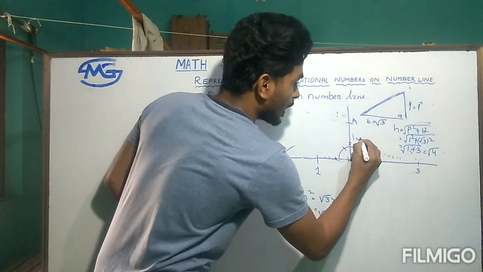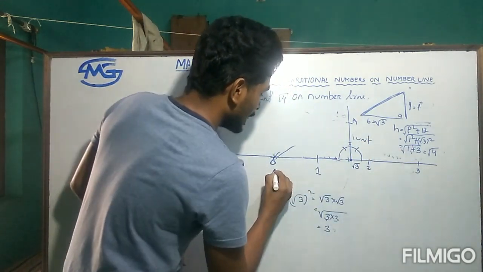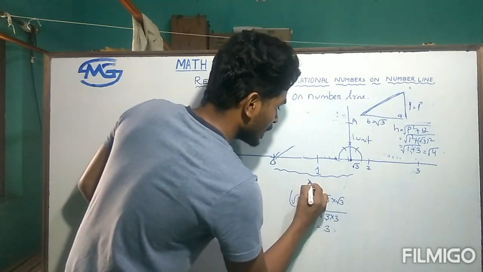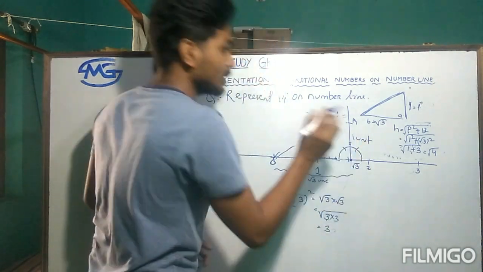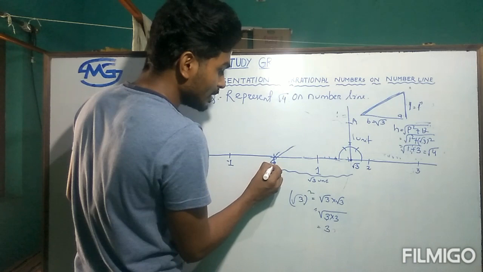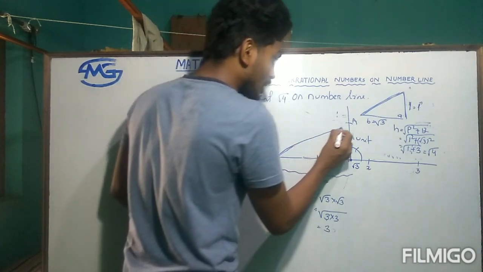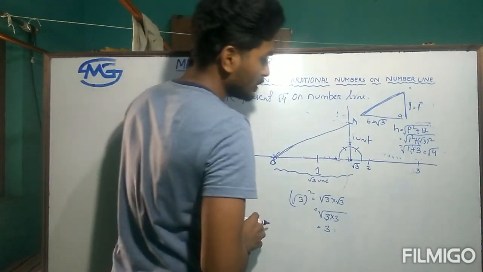So this is 1 unit, and this is root 3 unit. Okay, then let's join these two points, 0 and A. Okay, join these two points.